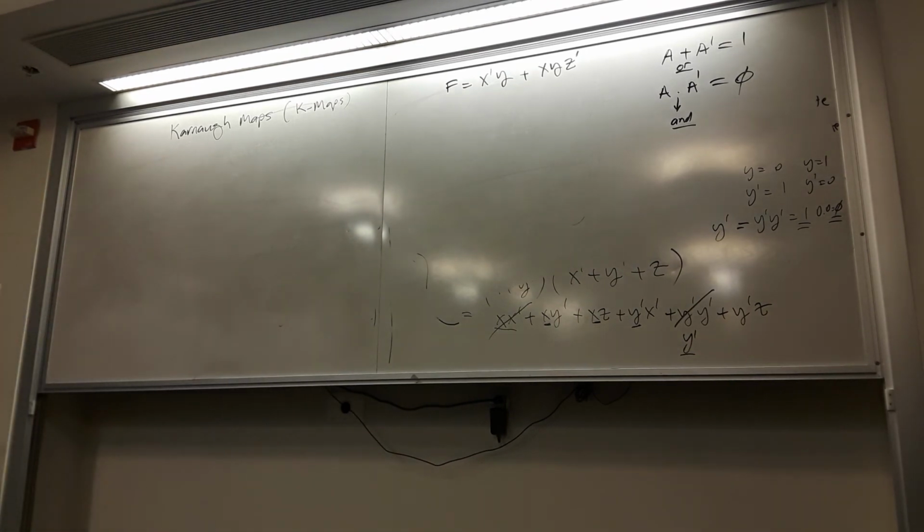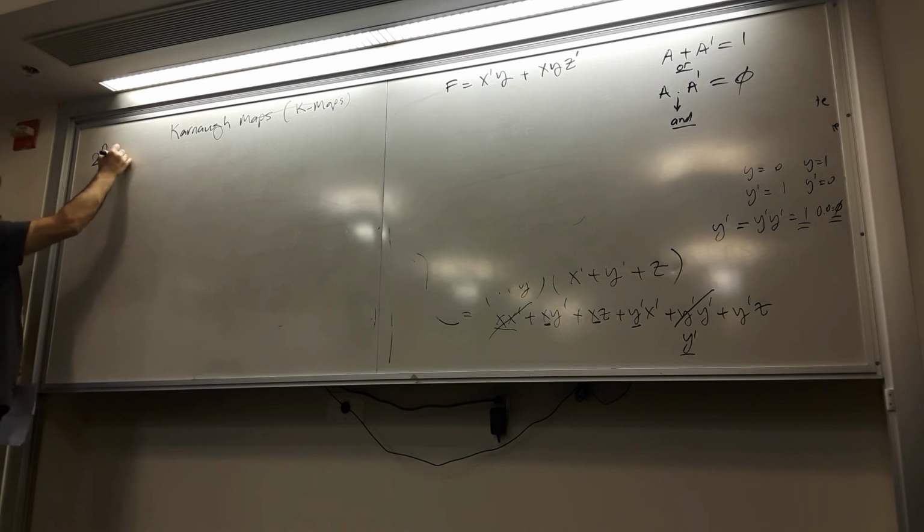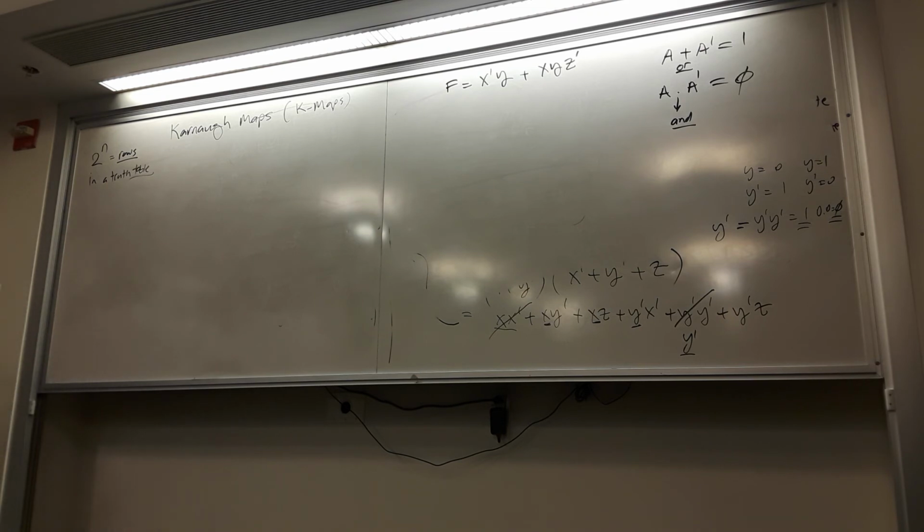Okay, I saw some weird ones. You should always remember that if you have n variables, you have 2 to the power n rows all the time in a truth table. That's a given, right?